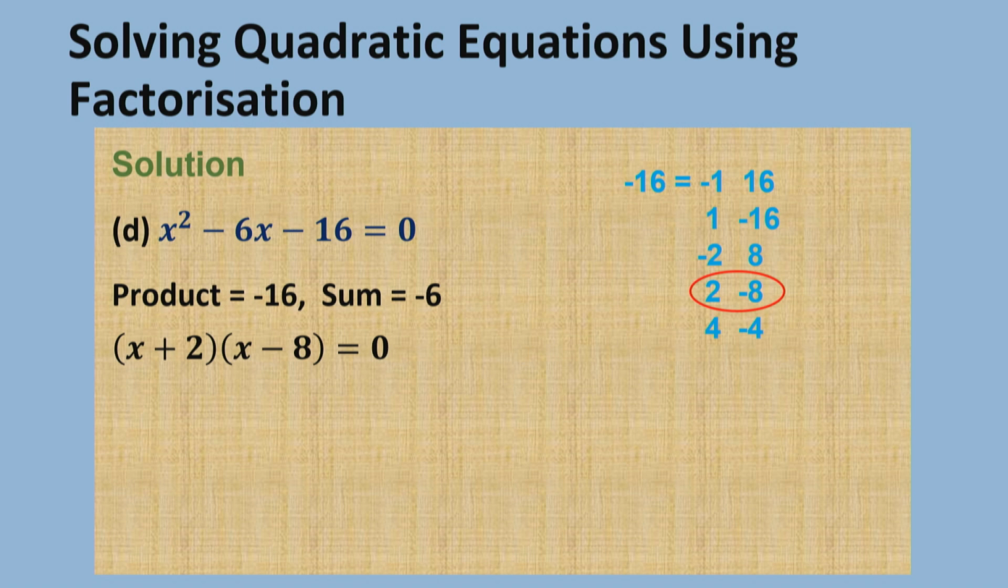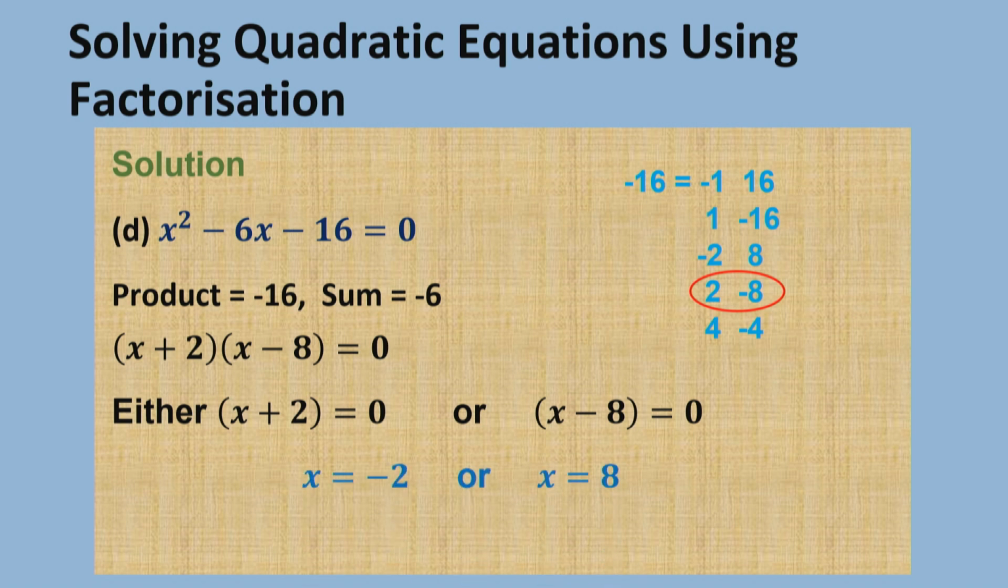And then how do we do? Well, you proceed as usual. That is x plus 2 equal to 0 or x minus 8 equal to 0. x will be equal to minus 2 or x equal to 8.